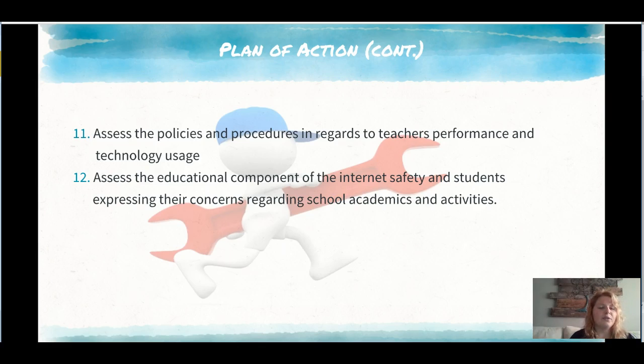I want to assess our policies and procedures in regards to our students' performance and using technology, and how we're educating teachers, staff, students, and parents on internet safety. I want to make sure that our policies are in line with the new evidence-based practice. So these are the first 12 steps in how I would handle this situation.